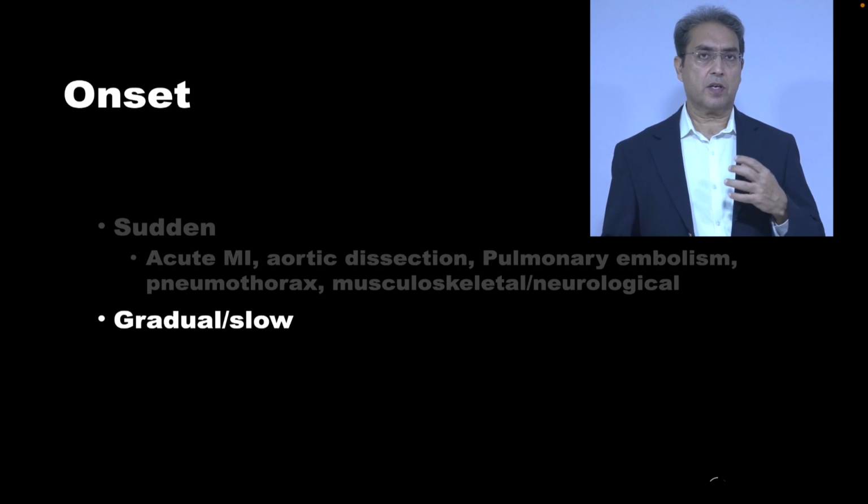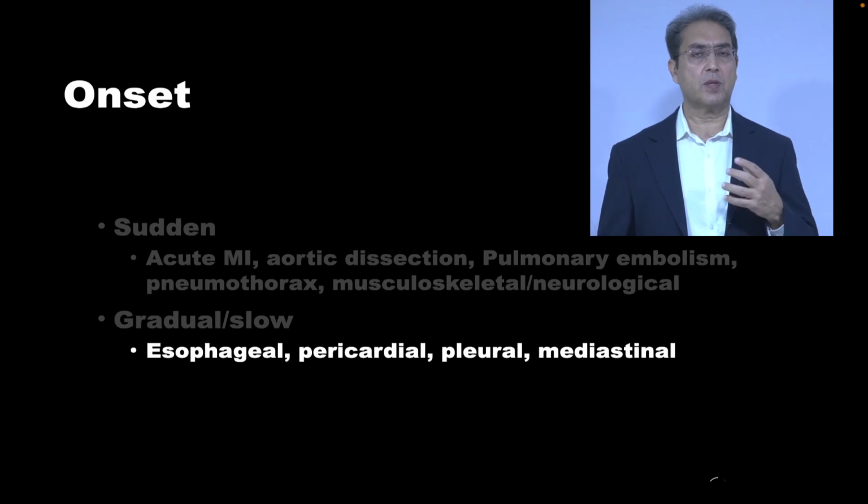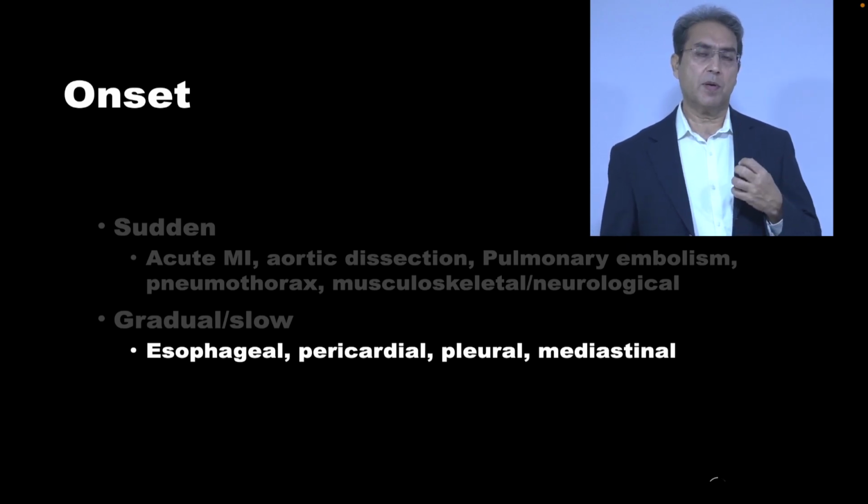And then we've got gradual or slow-onset pains. The gradual or slow-onset pains may be esophageal in origin, they may be pericardial, they may be pleural, or they may be mediastinal.